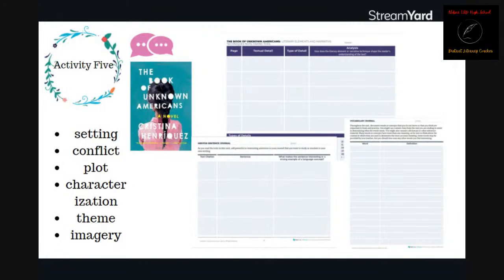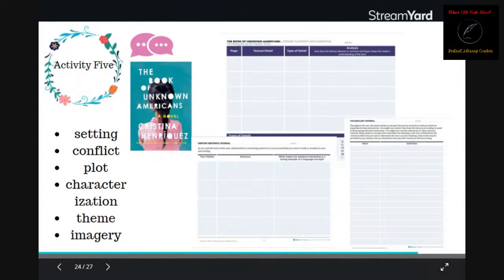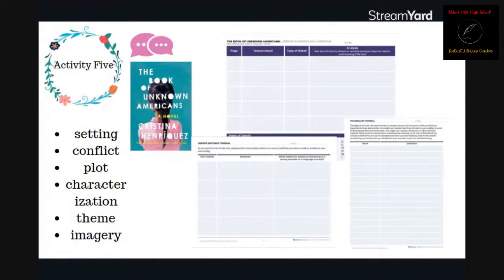This lesson concludes with students reading and annotating pages 91 through 115 of the novel, adding 6 entries to their literary elements and narrative techniques note-taking tool, one for each literary element and narrative technique studied so far, which are listed here on the screen. They also write down new interesting words in their vocabulary journal and strong interesting sentences in their mentor sentence journal, and prepare to discuss a mentor sentence they identified in the next lesson.